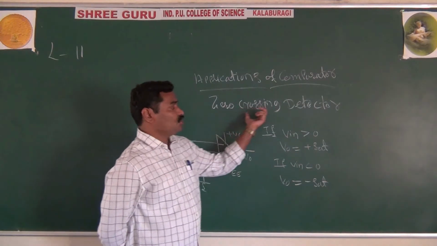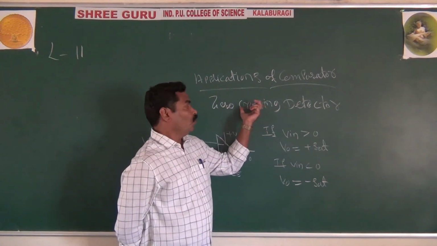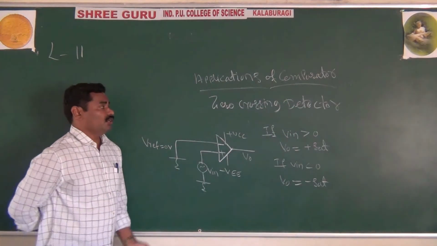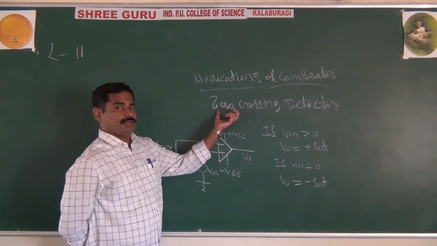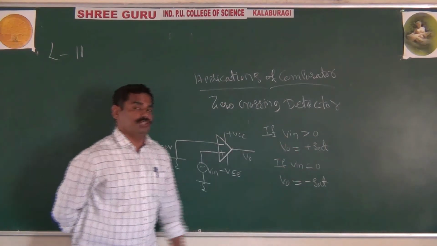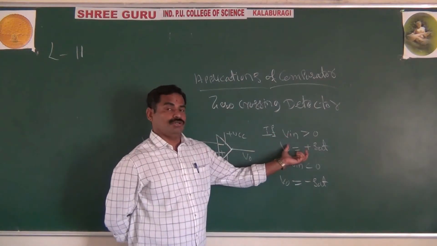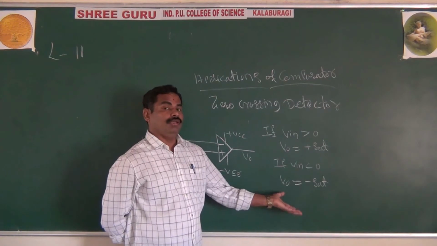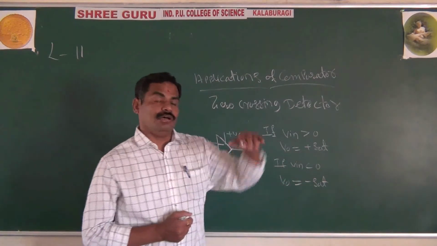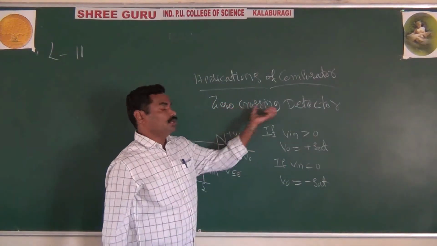And why is it called a zero crossing detector? This is so important for a 2 mark question. They ask in the exam why it is called a zero crossing detector. Because whenever the input voltage crosses 0, the output changes state. It may go to positive saturation or to negative saturation. That's what is called a zero crossing detector.